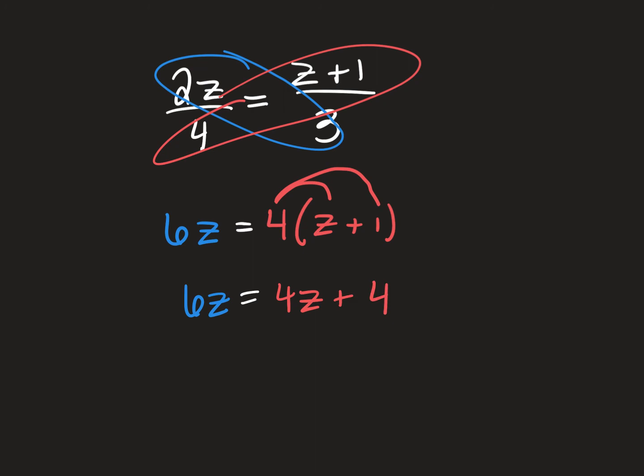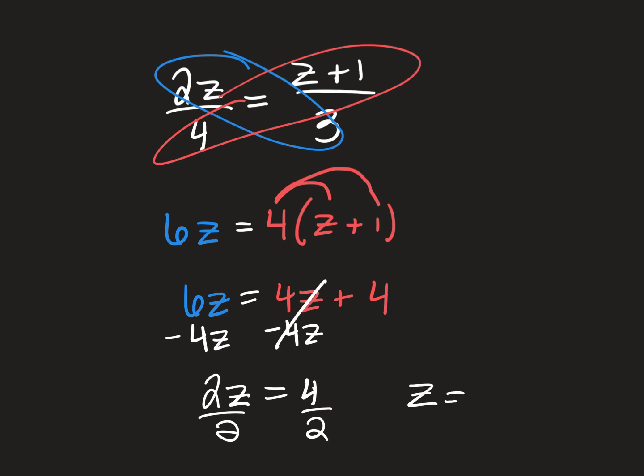We want to get z by itself, so I'm going to move this 4z over by subtracting, since it's a positive 4z, because positive 4z minus 4z cancels that out. 6z minus 4z is 2z. Subtract the coefficients, just bring down your variable, and you're left with a 4. Now, just like we did before, we're going to divide both sides by 2, and 4 divided by 2 is 2. So even when there are lots of steps, you can still solve those proportions for a variable.